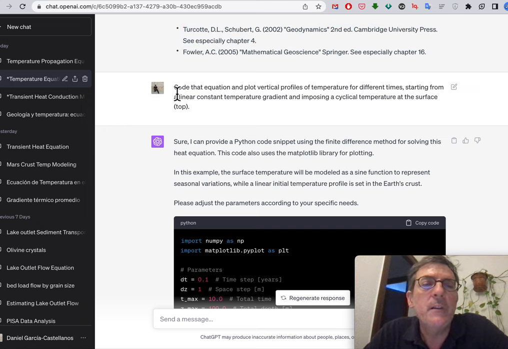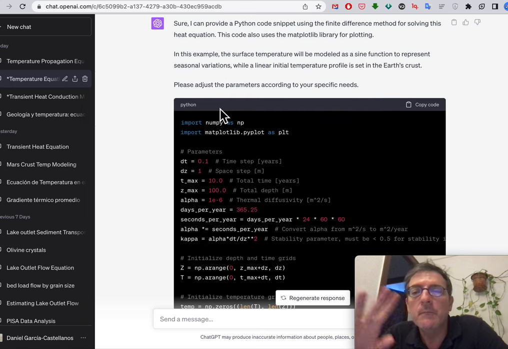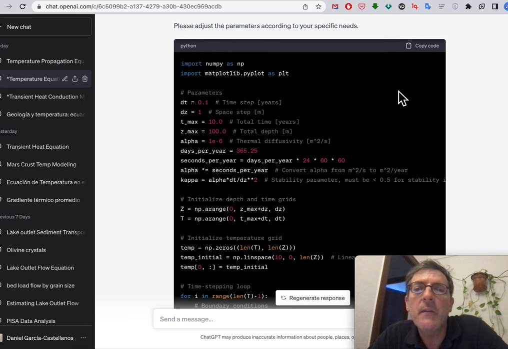Then I went further and said, okay, please code that equation for me and plot vertical profiles of temperature for different times, starting from a linear constant temperature gradient and imposing a cyclical temperature at the surface, at the top of this crust. And it produced this nice code you have here in Python.